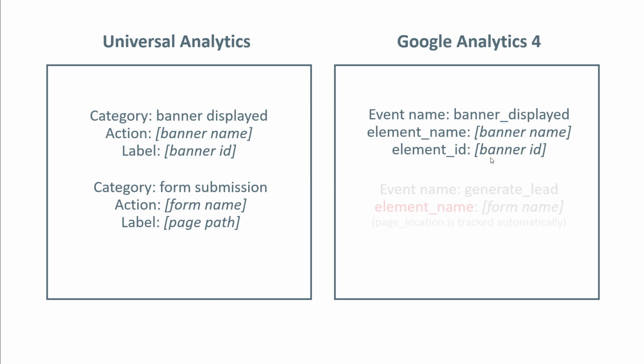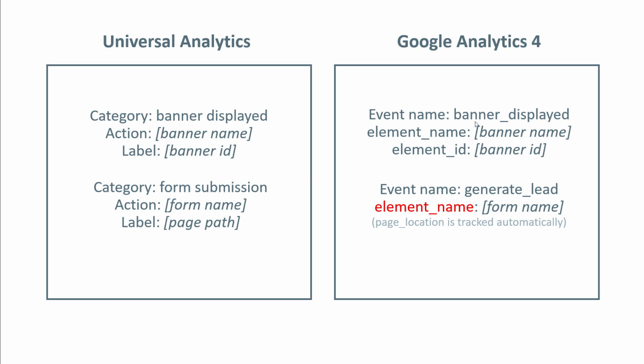Then when it comes to form submission, here I could send another event and I would reuse the same parameter name, which is element name, and that is the one that I used right here. And in this case, the value would be the name of the form. I don't need to send page path because page location is automatically tracked with all events in Google Analytics 4.